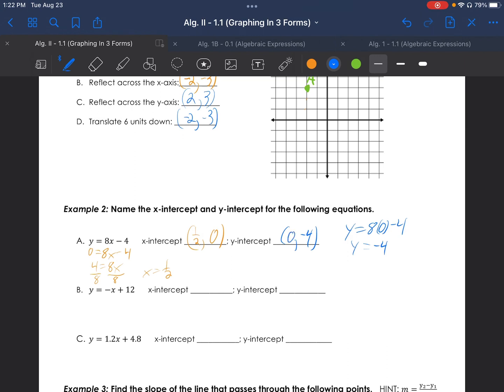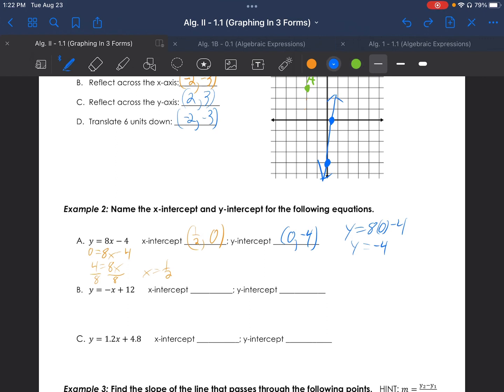For those of us that are more visual learners, seeing this graph up here might help. So I'm just going to use this graph up here since it's conveniently there. And I'm going to graph those 2 points at (1/2, 0) and (0, -4) and connect those 2 points with a line. So as we do that, we can maybe a little better see that, hey, this is in fact where it crosses the x-axis, and this is in fact where it crosses the y-axis. So what we did actually worked.